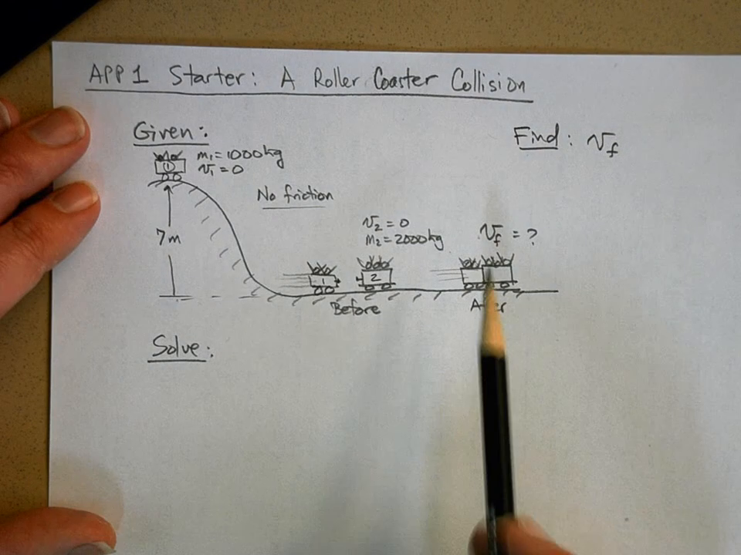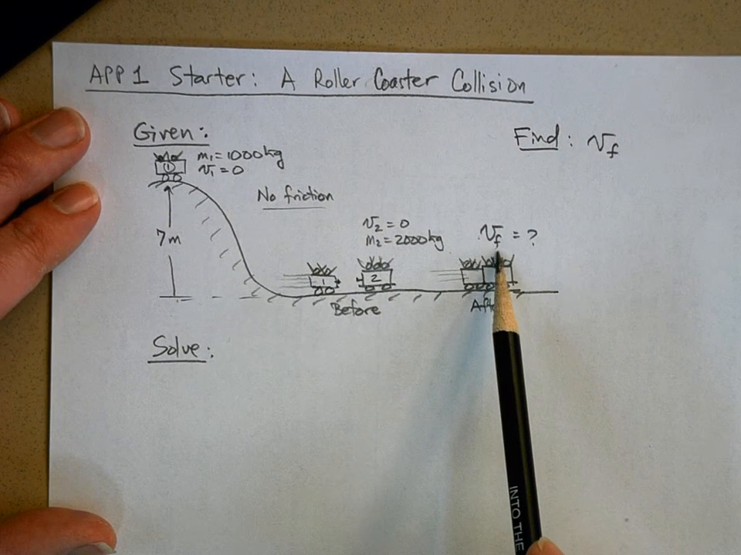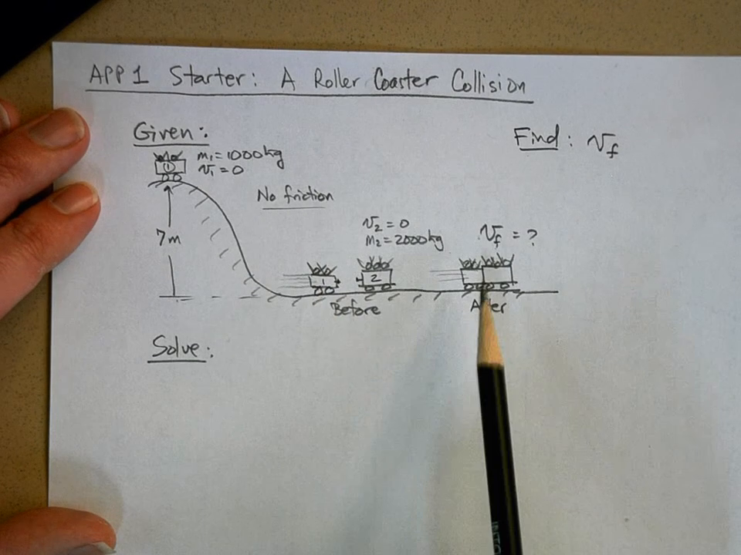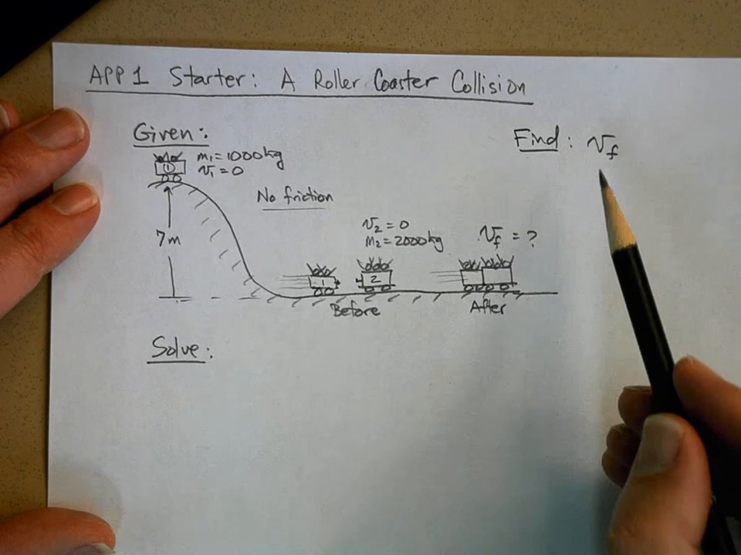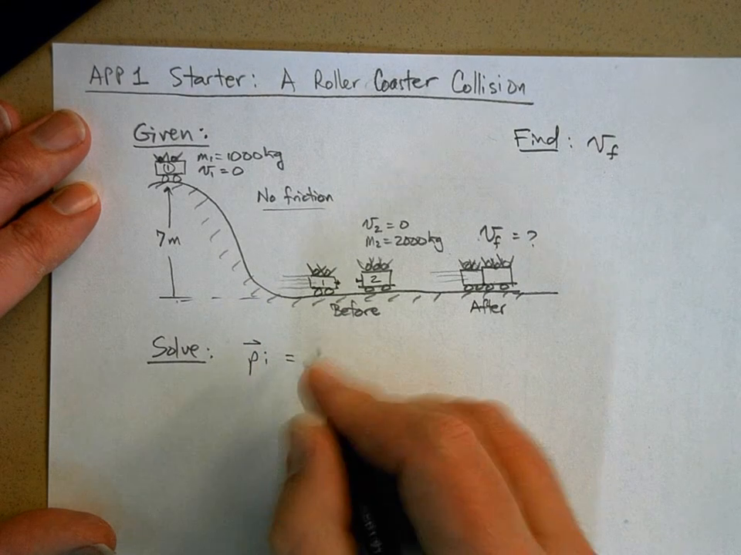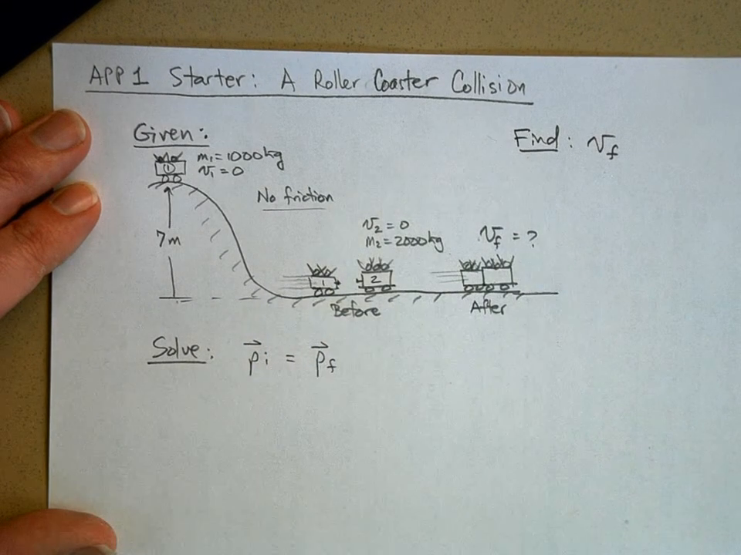So let's go ahead. Now, I want to know what this final velocity is, and I know that if I use conservation of momentum, I'll get that. So I'm going to start with what I'm trying to find. I know that the initial momentum of my system is going to be equal to the final momentum of my system.